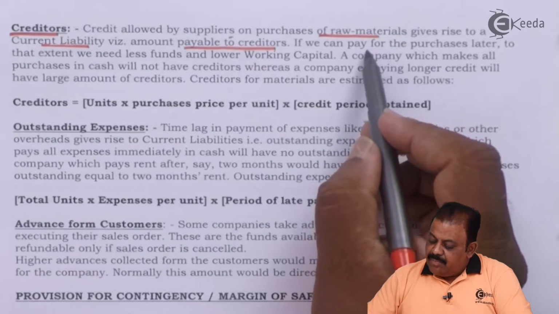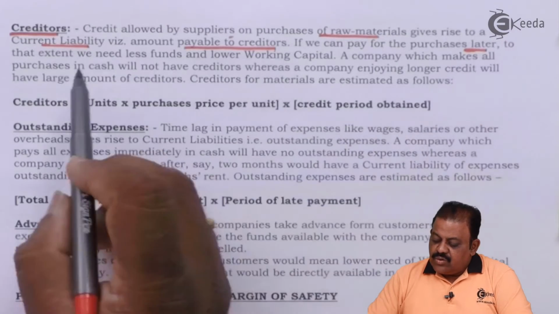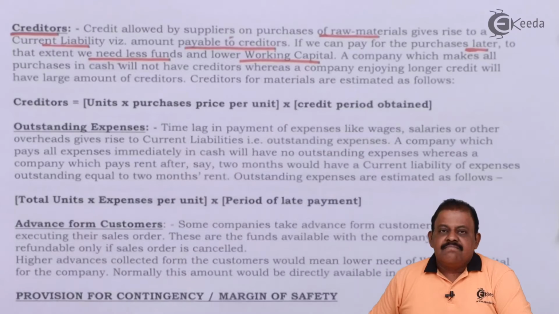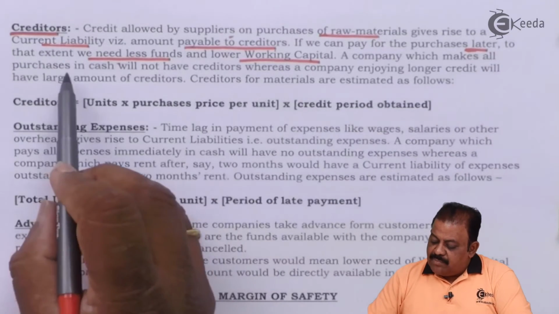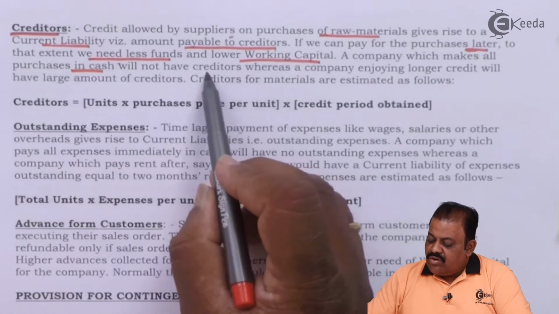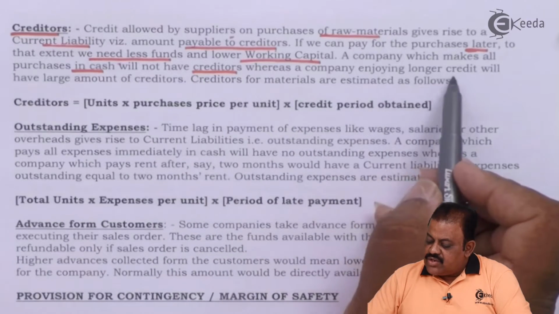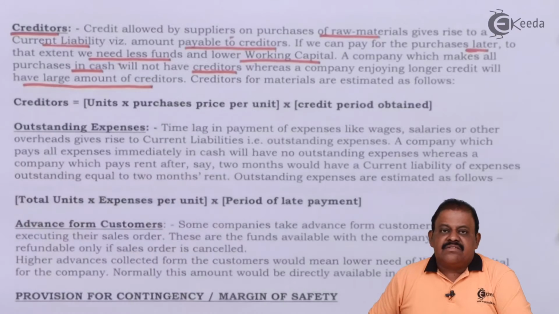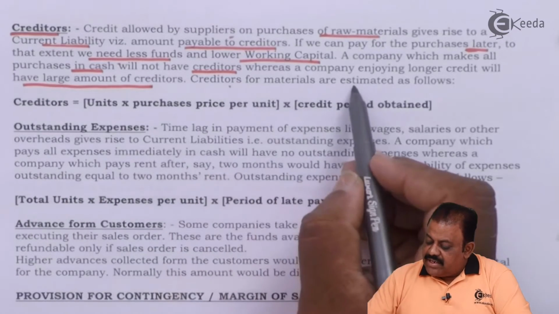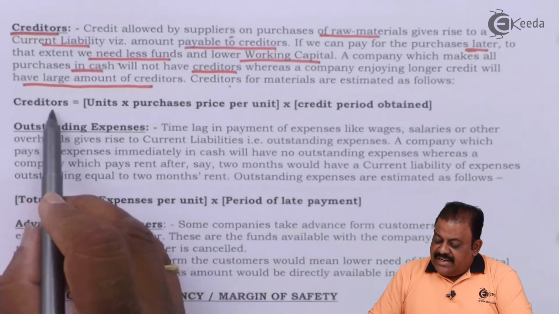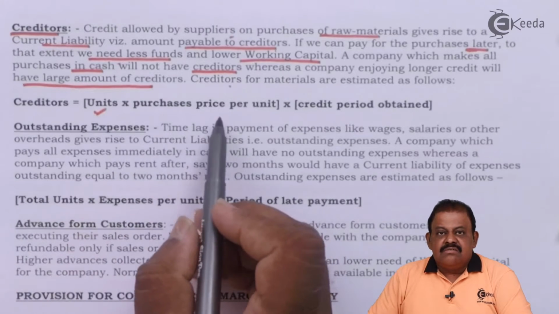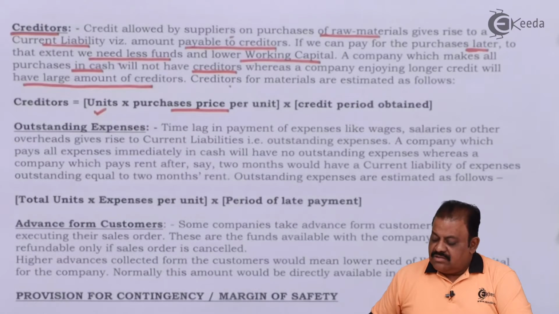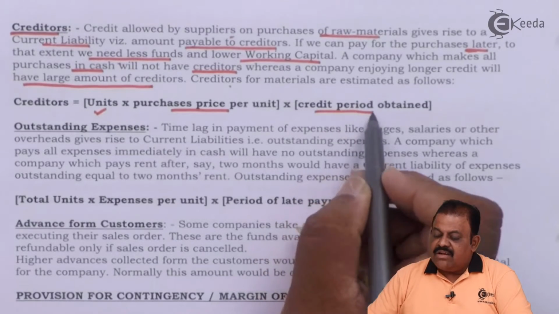If we can pay for the purchases later, to the extent we need less funds and lower working capital. A company which makes all purchases in cash will not have creditors, whereas a company enjoying the longer credit will have a large amount of creditors. Creditors for materials are estimated as creditors is equal to units multiplied by purchase price per unit, that is cost per unit, multiplied by credit period obtained.